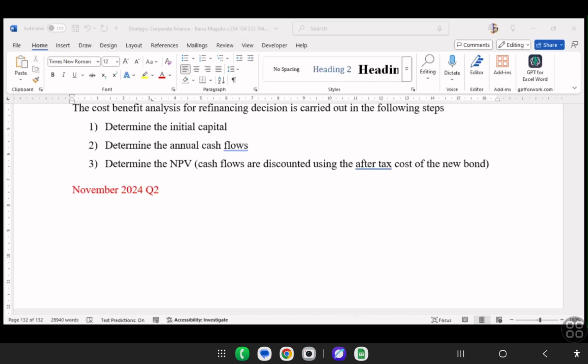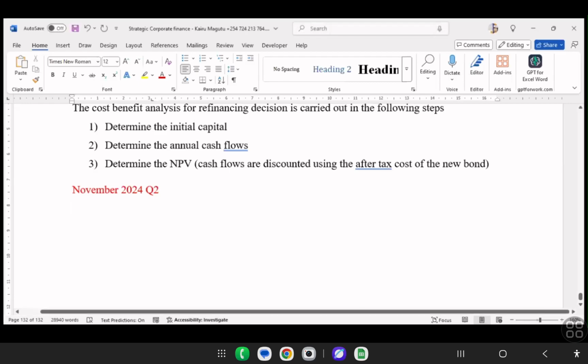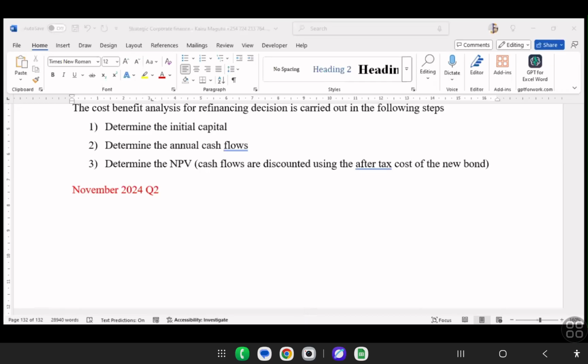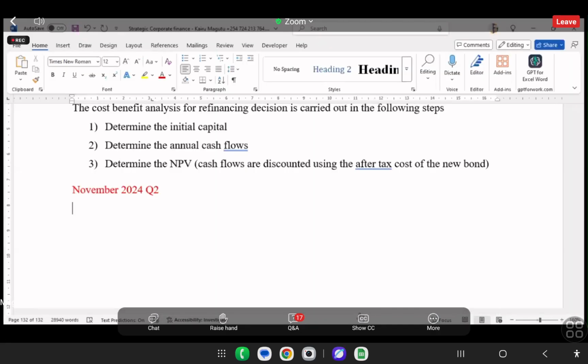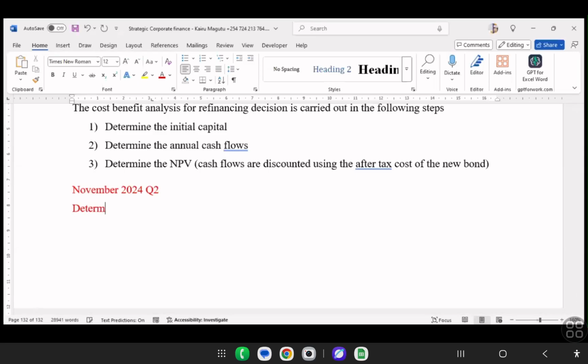Let's try to work on it together. I hope you can see my screen. Or let me share this Word document. I hope you can see my Word document there. Let us determine the initial capital. When I go back to the question, I want to move step by step.